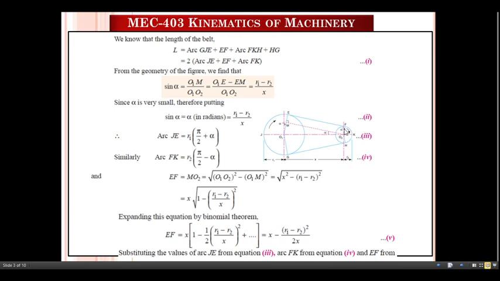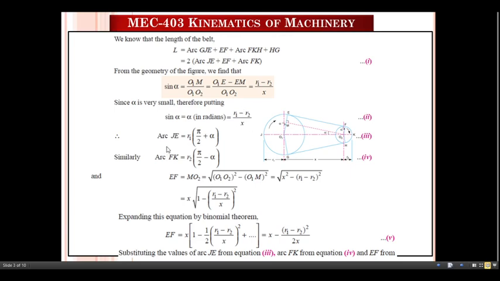And this is the radius of the smaller pulley, R2. So we get sine of alpha equals R1 minus R2 divided by X. Since alpha is very small, putting sine of alpha equals alpha, alpha equals R1 minus R2 divided by X. We can get it here.